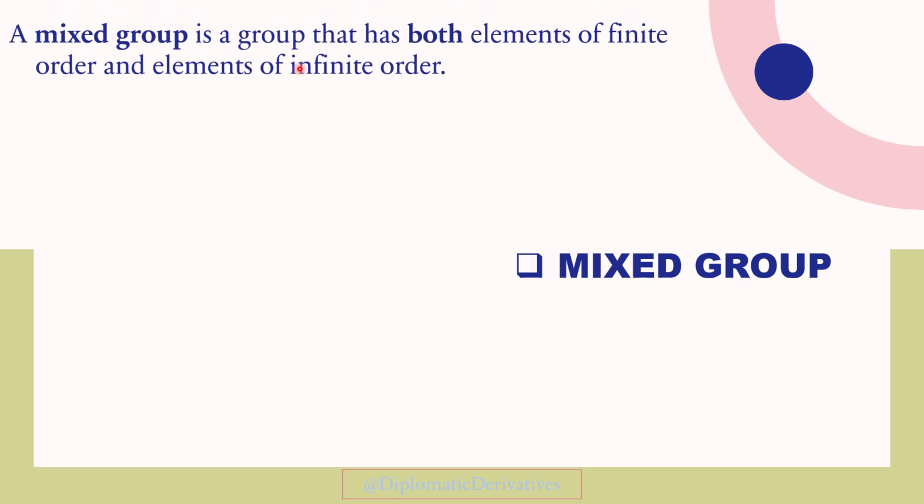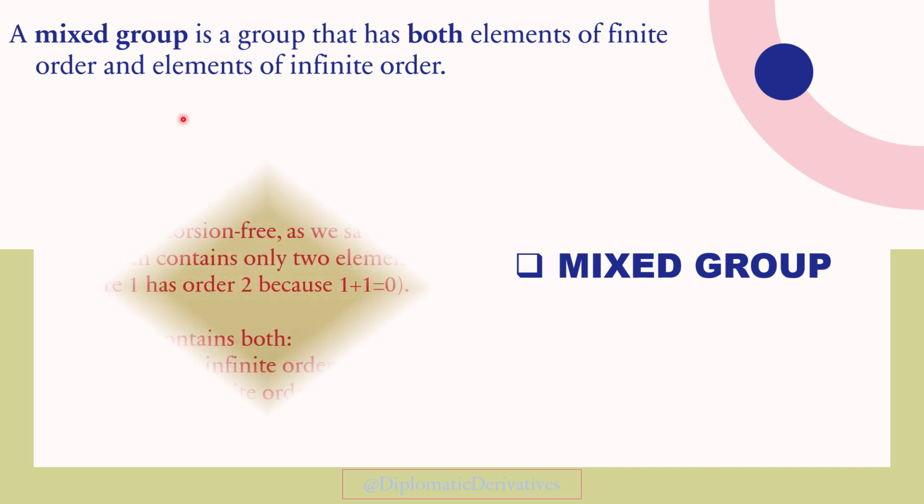Mixed group. A mixed group is a group that has both elements of finite order and elements of infinite order. So you have both types of elements in this group. Now we see an example.